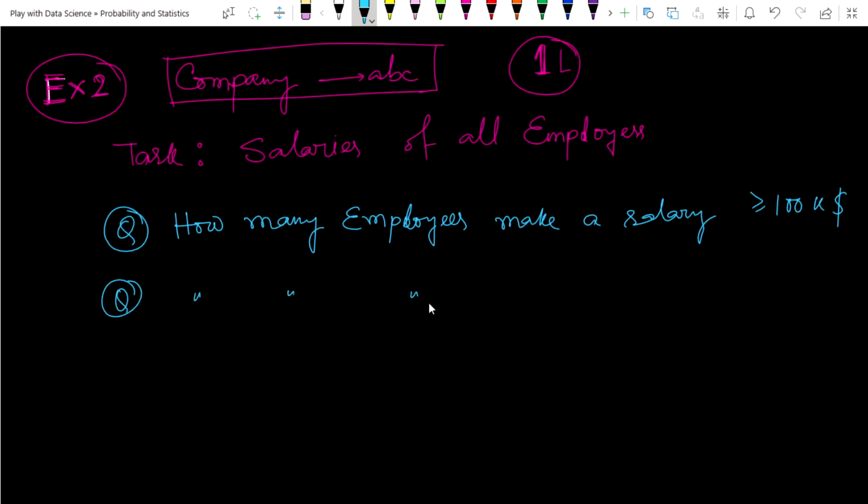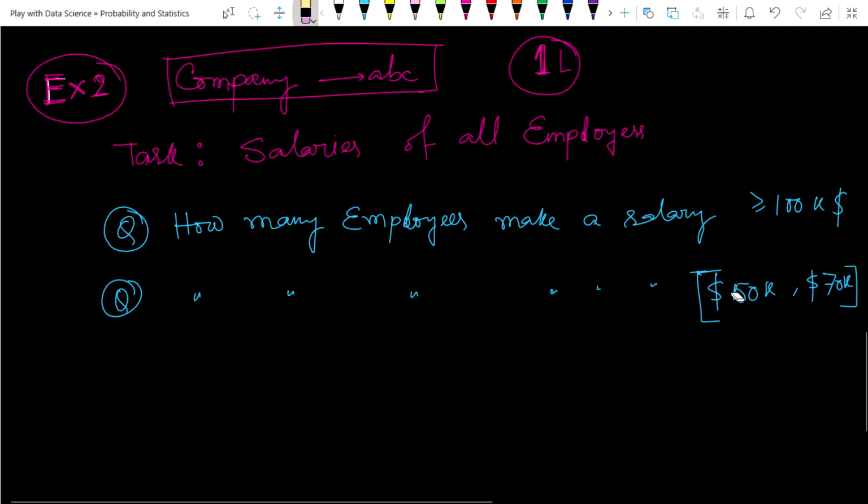how many employees make a salary, suppose let's take, between 50k and, suppose let's take, 70k? These are the kinds of questions that arise for finding the salaries of the employees. How many employees have to be given salaries greater than $100k? How many employees have salaries between 50 and $70k? Okay, those are the kinds of questions.